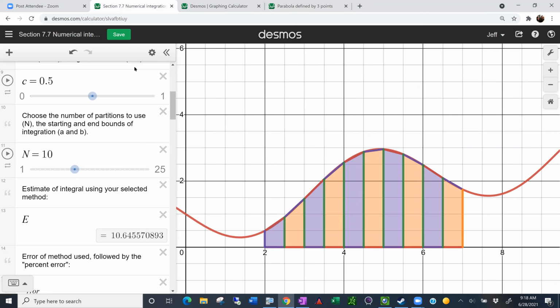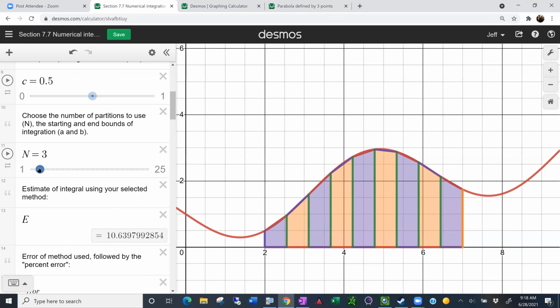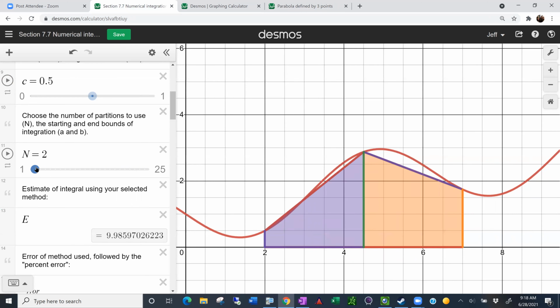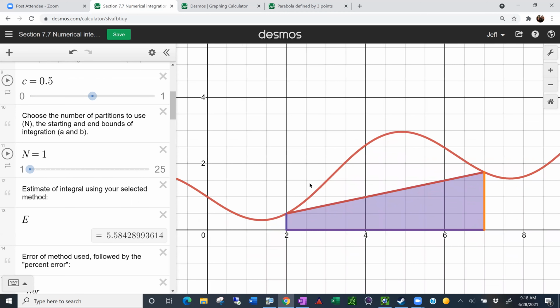Glad you asked. Well, what we can do is, instead of trying to fit a trapezoid here, what if we try and fit a parabola? In fact, let me go all the way down to 1 interval. So there's 1 interval with our trapezoid. Probably doesn't look like a good fit.